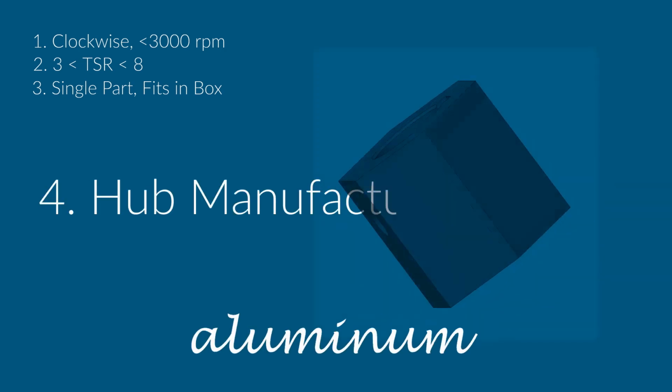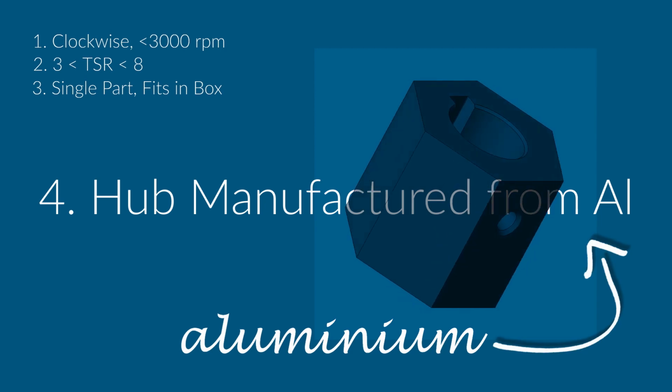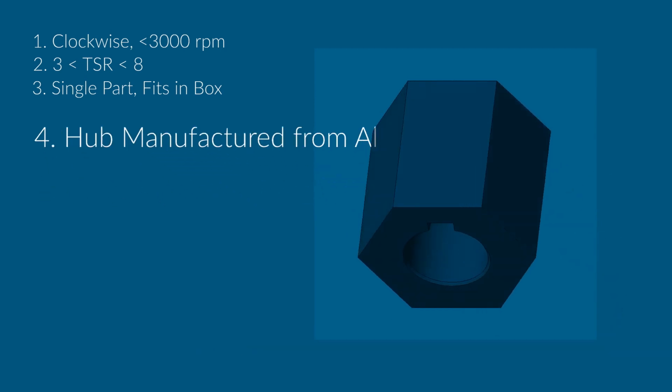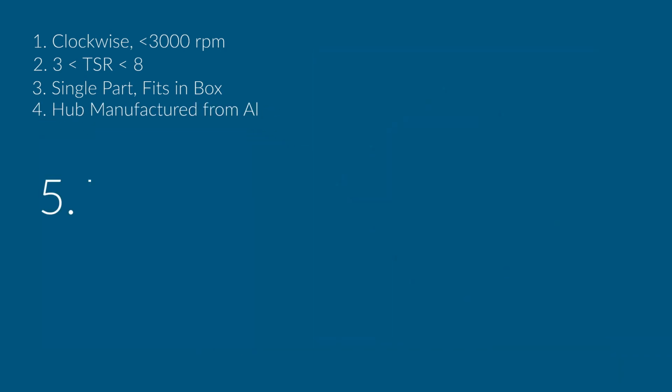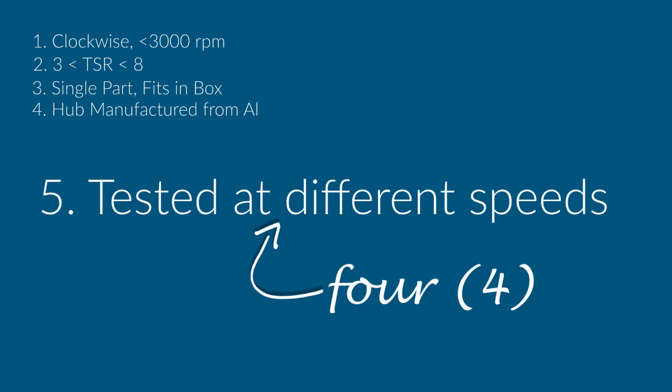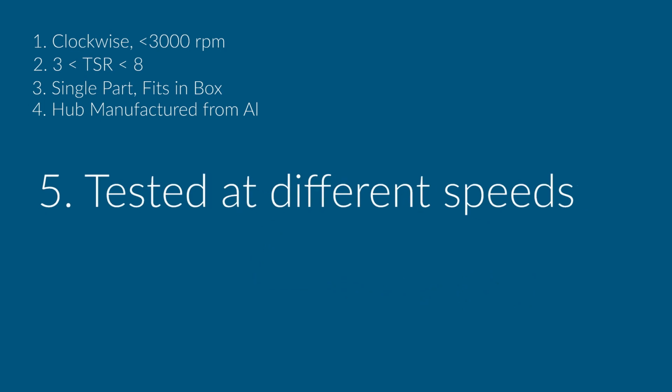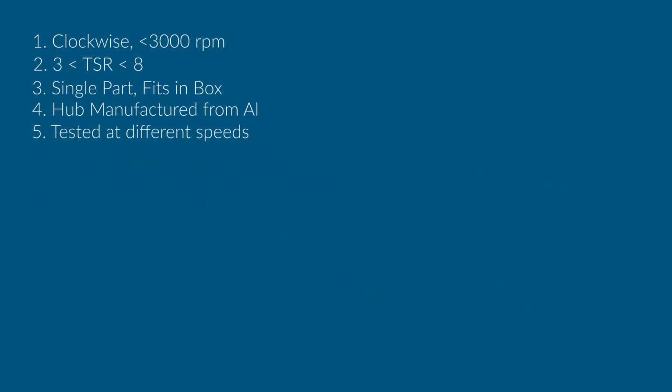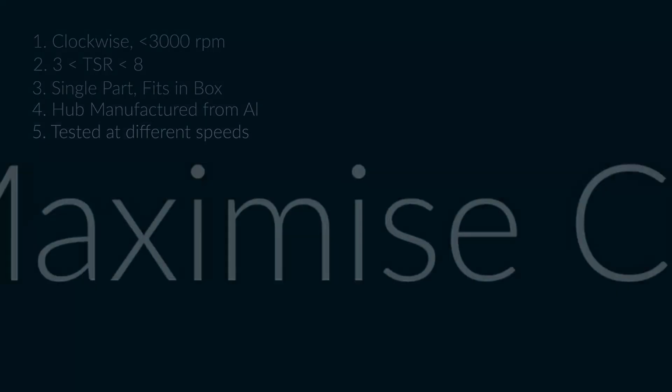Moreover, the hub of the turbine was specified to be manufactured out of aluminium. Bio-inspiration or originality was also desirable. The turbine was to be tested at 4 different speeds, 6, 8, 10 and 12 meters per second. The objective is to achieve the maximum power coefficient in this range.